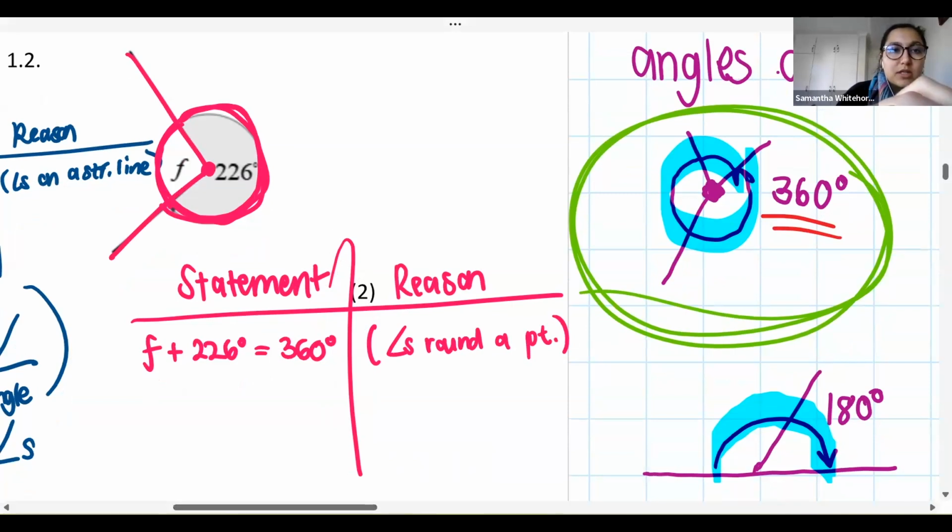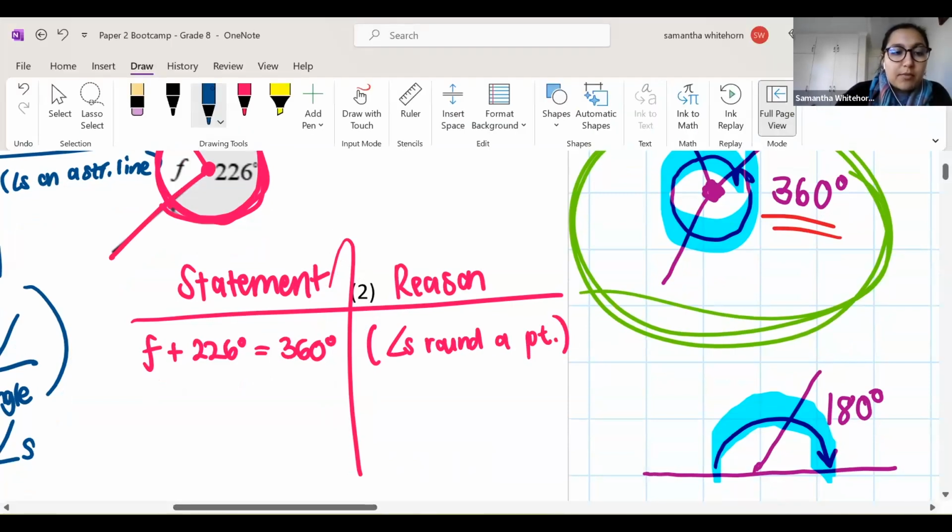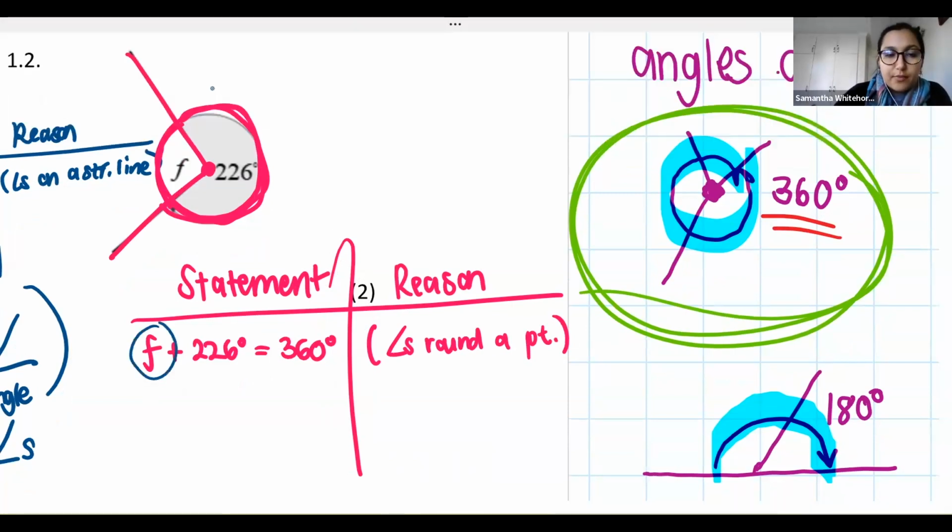And now we solve. So this is again where our inverse operations come from. I only want F. So I need to subtract 226 degrees.